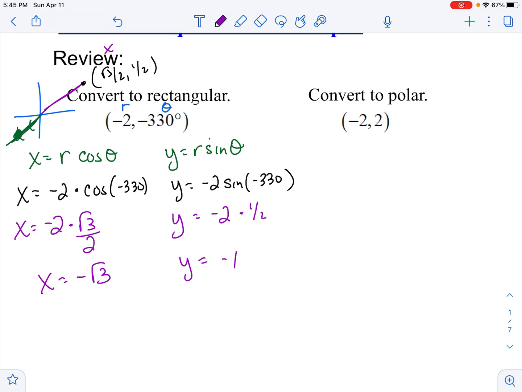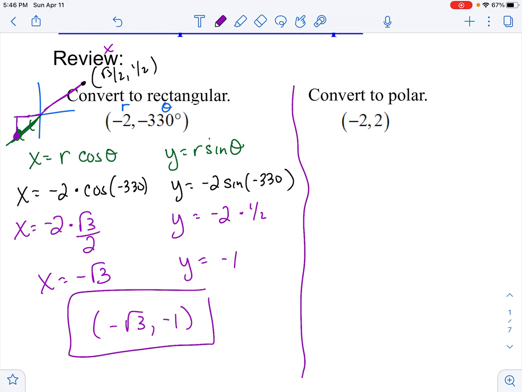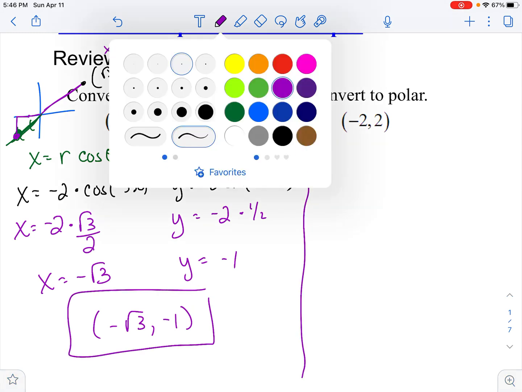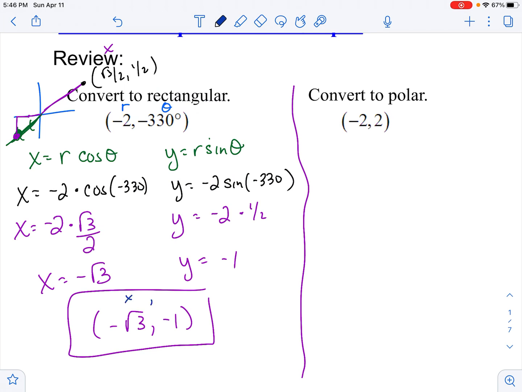Okay, it's always good to check, does that make sense? If I go back -√3, which is almost 2, and then down 1, that would get me to that point there. So I know I am at least in the right quadrant with that one, so it's kind of a little check there. And there's our ordered pair. And again, this ordered pair is in rectangular, so this is my x and this is my y value.